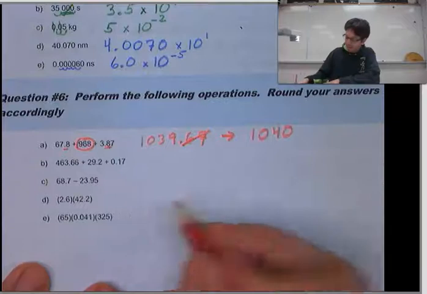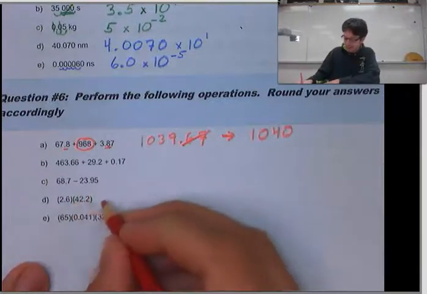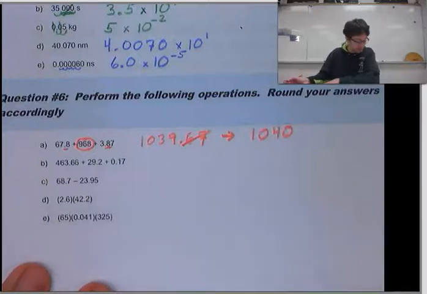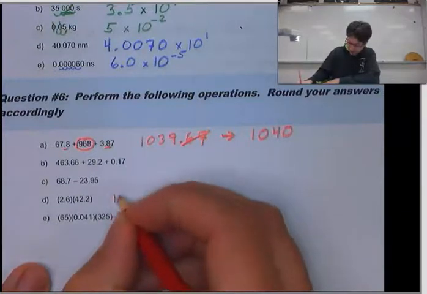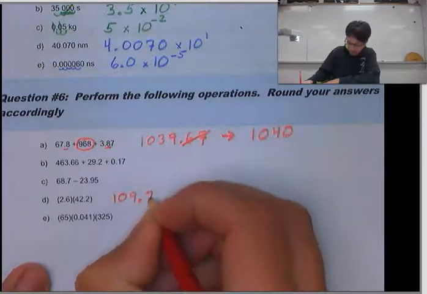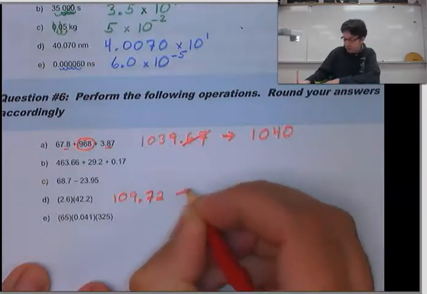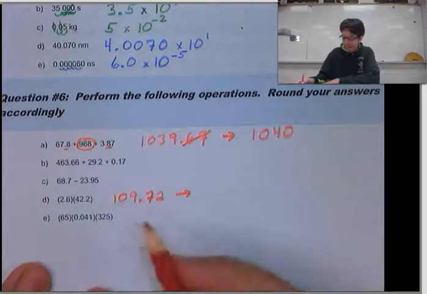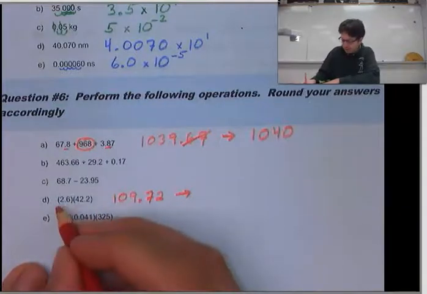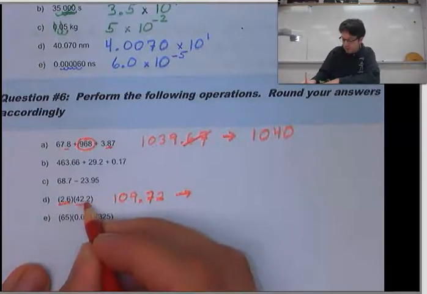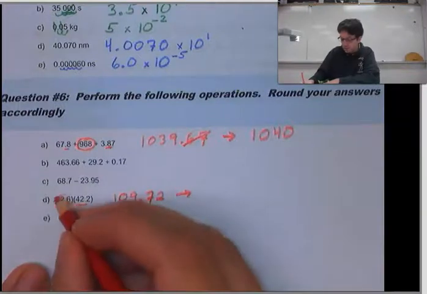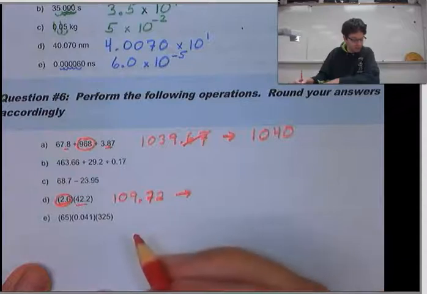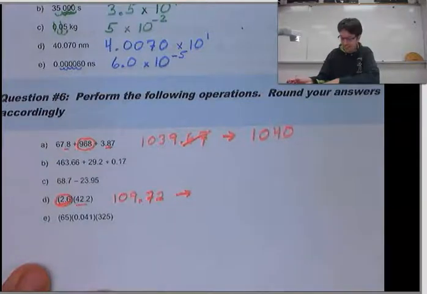Okay, taking a look at, let's try D. D, we're multiplying. So when we're multiplying, if you punch it on your calculator, you get 109.72. But what are we going to round that to? For multiplying or dividing, you need to count significant digits. This has 2, and this has 3. So this one's your weakest link. So our answer should only have 2 significant digits.